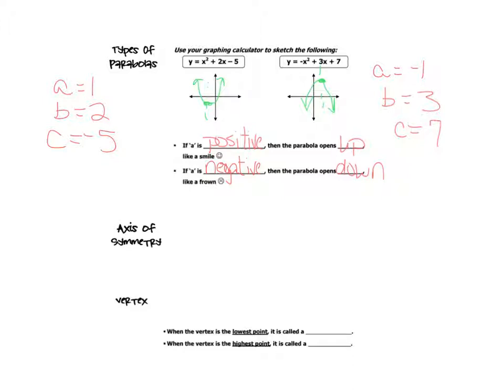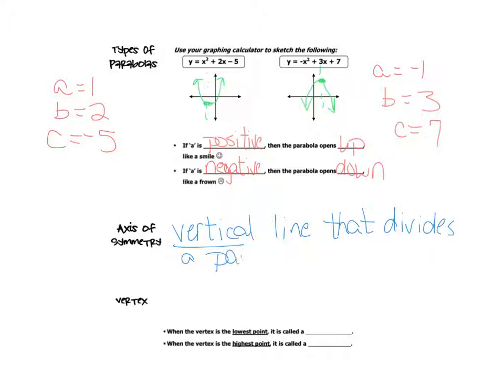Definitions. We've already talked about it a little bit. The axis of symmetry is the vertical line that divides a parabola in half. Okay? Now, since it's a vertical line, remember a vertical line has undefined slope and its equation is x equals something. The equation of the axis of symmetry is x equals something. That's what we're going to focus on here in a few minutes.